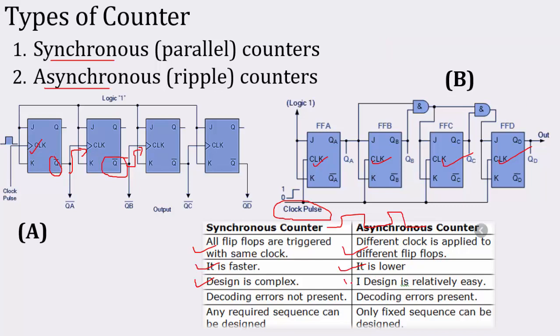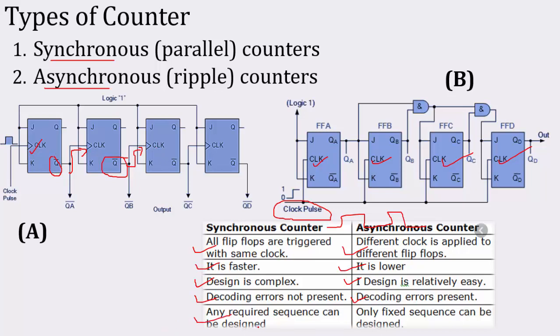So that's why it makes complex circuits. In the asynchronous counter, the design is relatively easy because each flip-flop doesn't depend upon the clock source; it depends upon the different inputs. So decoding error is not present here. In this one, decoding errors are present. So any required sequence can be designed.